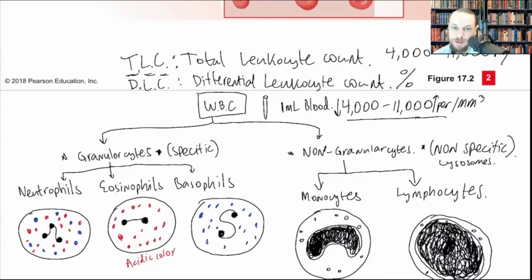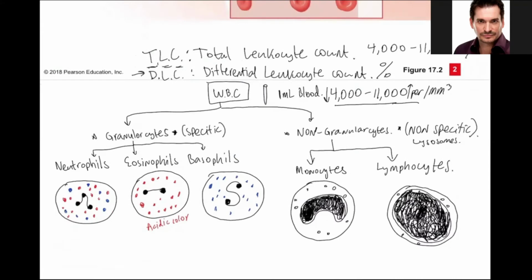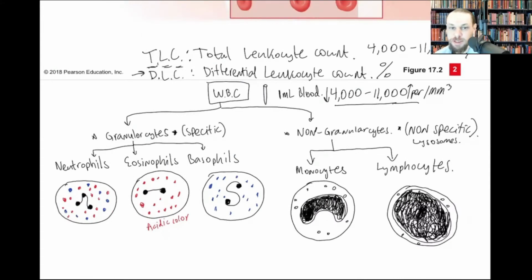And why do you think we care about that? Why is it important to know the percentages of this differential leukocyte count? Because each cell has a different job. Correct. So Ian is 100% correct, right? Every white blood cell has a different job. So we're going to talk about specifically what their job is.